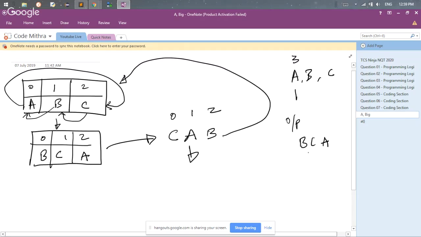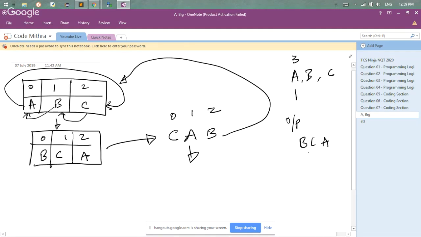Yes, you can use modulus trick. There is no problem. Exactly. We don't have to actually rotate the array. You just have to print the rotated array. Okay. So you don't have to actually rotate the array. You can just print the array.